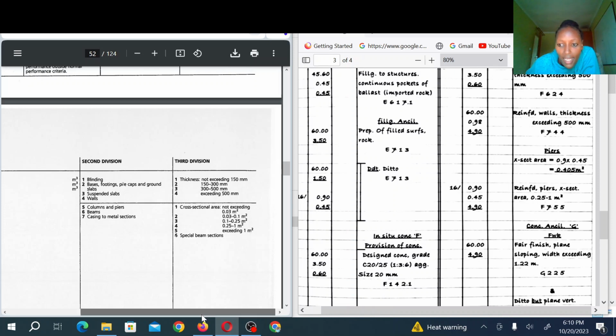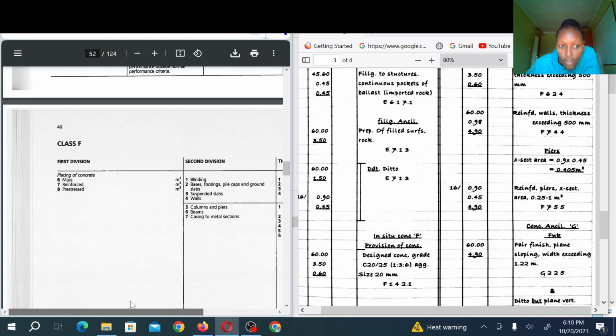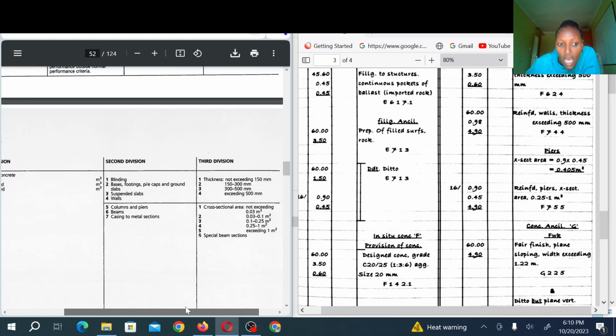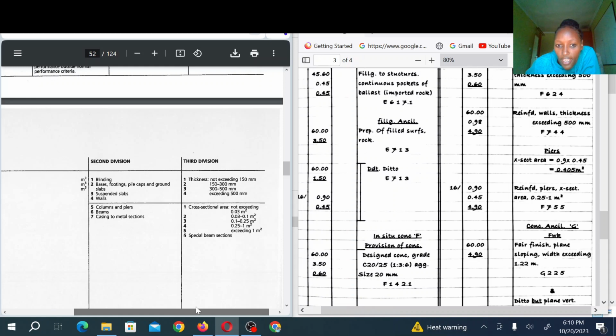So it shall be class F, first division 7, second division 5, then third division 4. 7, 5, 4. Between 0.25 to 1 meter squared. So here is the mistake. It should be F754. 16 piers, length 0.9, width 0.45, then the depth is 4.90.